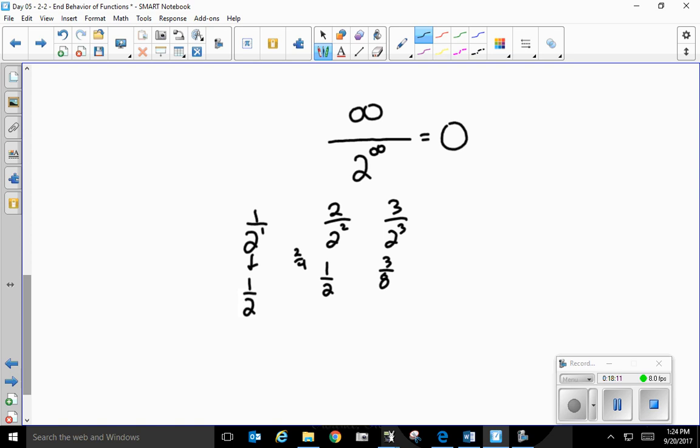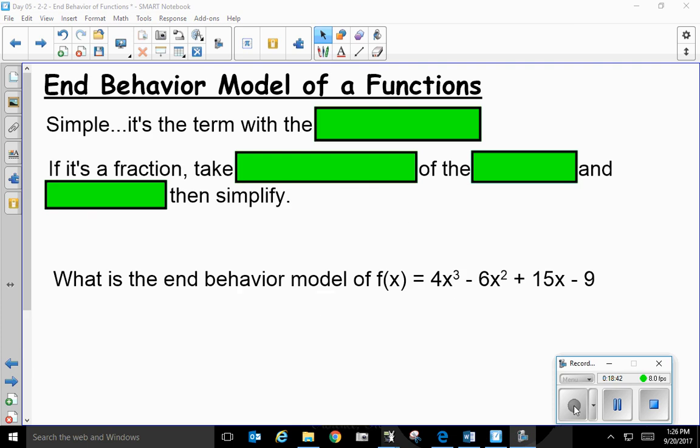That's smaller than a half. This is 0.375, I might be wrong. Let's plug in 4: 4 over 2 to the 4th. That's 4 over 16, that's 0.25. You see how this number gets smaller and smaller? The bigger infinity gets, the smaller the value gets, because the bottom number is getting larger at a faster rate than the top number is. So it approaches 0. All right, so it's simple.